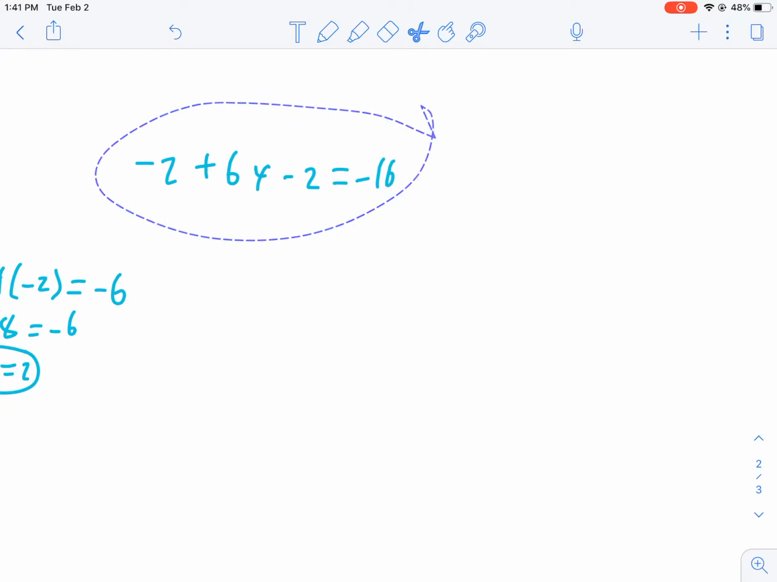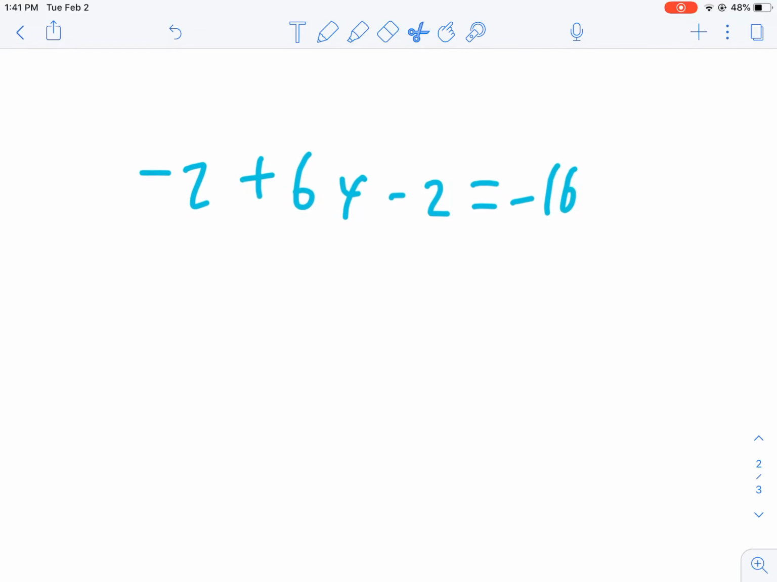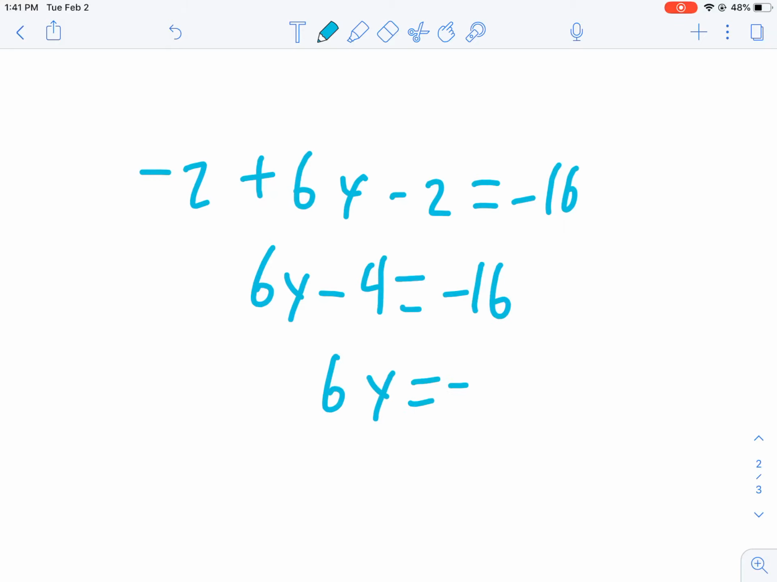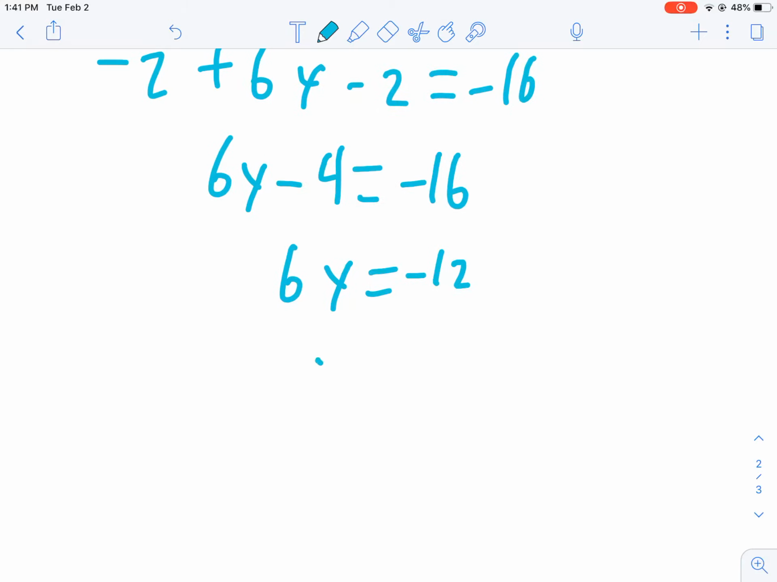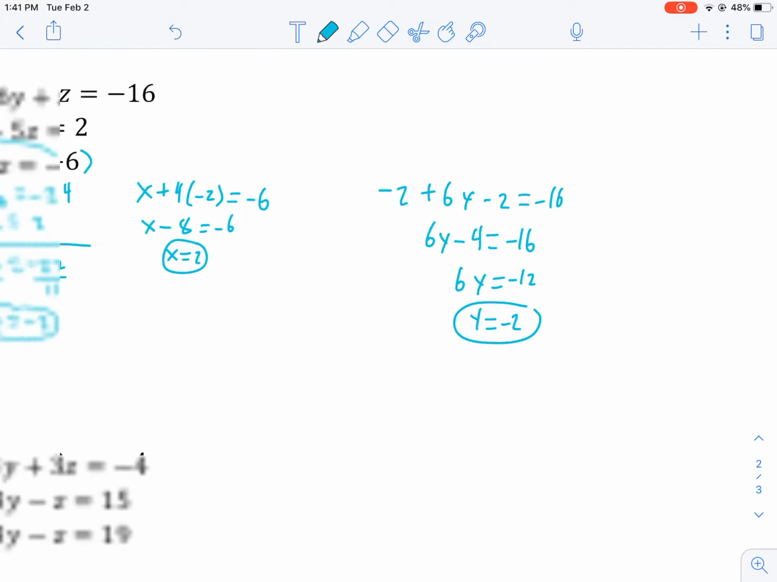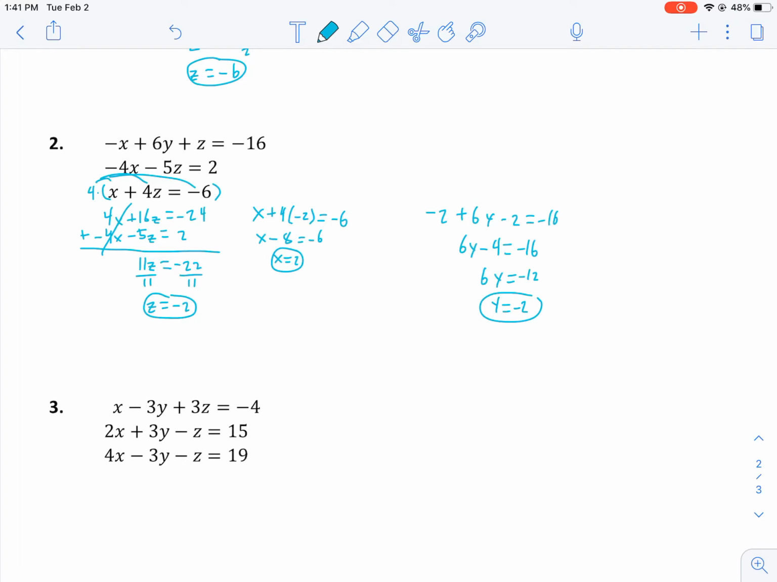I'm going to drag this over here. So now we want to solve for y. So negative 2 minus 2, that's negative 4. So we got 6y minus 4 equals negative 16. Add the 4 over, 6y equals negative 12. Divide by 6, y equals negative 2. So there we go. We got all three.